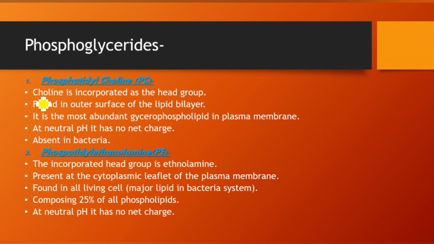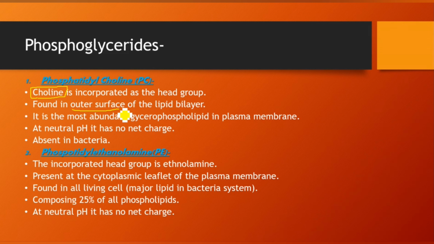So phosphatidyl choline, here, which is the head group? Choline is the head group. It is present in the outer surface of the lipid bilayer. This question is asked in many competitive exams, that which of these is present in the outer surface of the lipid bilayer, the outer leaflet of the lipid bilayer. So we can see phosphatidyl choline is present in the outer surface of the lipid leaflet.